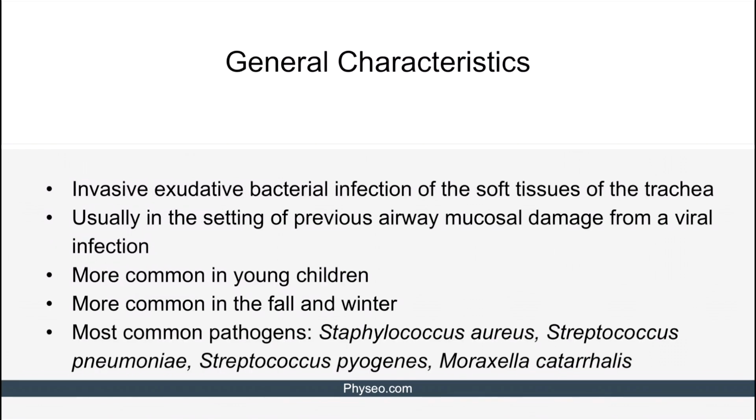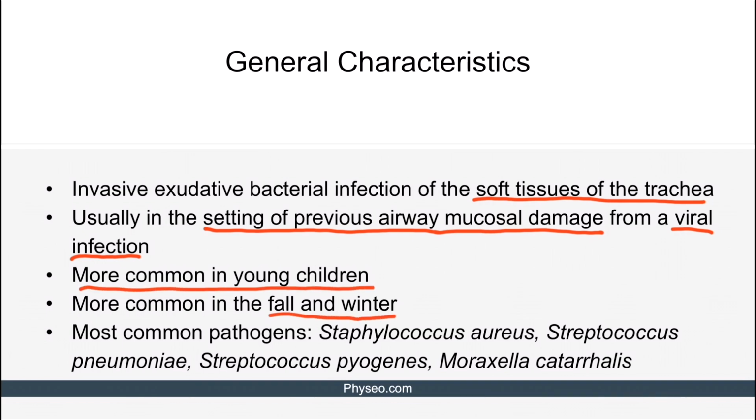Bacterial tracheitis is an invasive bacterial infection of the soft tissues of the trachea that usually occurs in the setting of previous airway mucosal damage due to a viral infection. It's most common in young children and is also more common in the fall and winter months. This is because antecedent viral illnesses such as influenza and RSV are more common in these months.